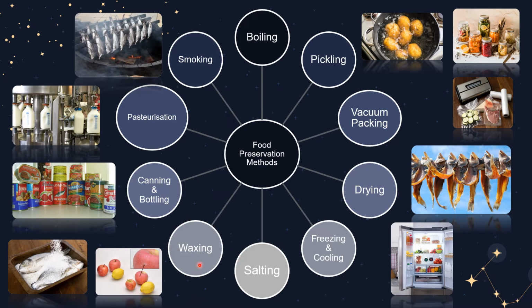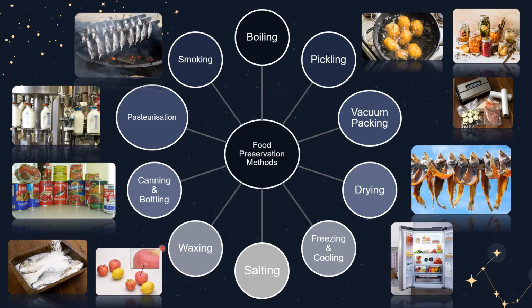Next, waxing. Waxing is the process of coating fruits and vegetables such as apples, oranges, lemons and tomatoes with a liquid wax to prevent the growth of microorganisms on their surface. This method also helps to retain the freshness of the food. Usually many fruits have this, like all the apples.